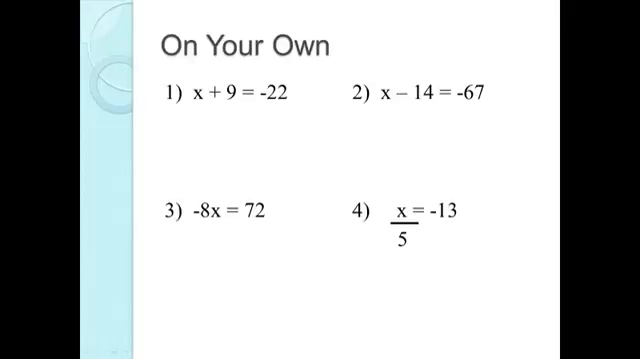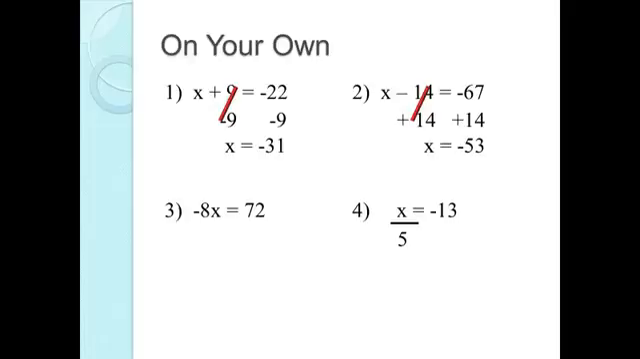In number 1, we should have added negative 9 to both sides of the equation. The 9 and negative 9 cancel, and we're left with x equals negative 31. To check your answer, negative 31 plus 9 is equal to negative 22. In number 2, since the 14 is negative, we will add a positive 14 to both sides. Negative 14 and positive 14 cancel, and we're left with x equals negative 53. Checking our equation, negative 53 minus 14 does give us negative 67.